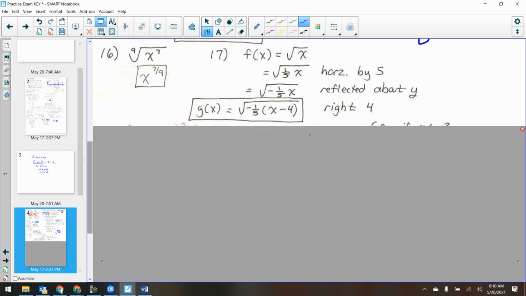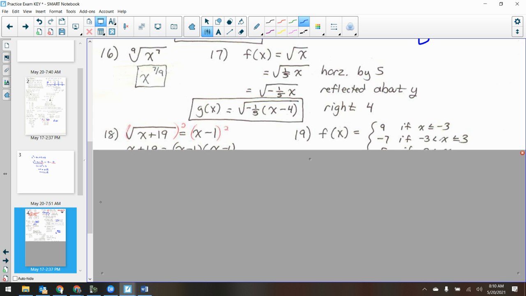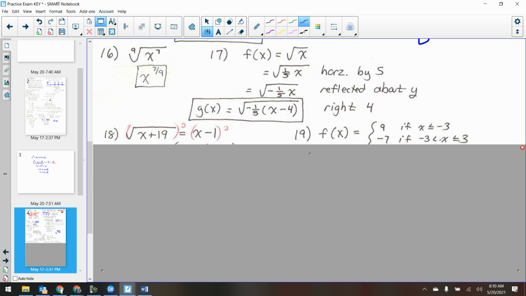All right, number 18. Solving that equation, square root of x minus 9 is equal to x plus 1. All I do is square both sides of the equation, which would give me x minus 9 is equal to x squared minus 2x plus 1.